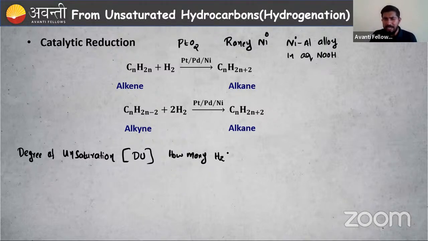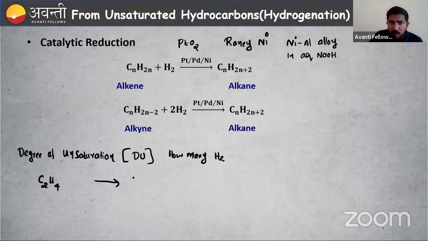Some clarity is missing, right? So let us take an example. Suppose I have C2H4, that is an alkene, unsaturated. I want to convert it into the C2 alkane, ethane. So what is the formula? CnH2n plus 2. That is C2H6. For this conversion, how many H2 do I have to add? I have to add one H2. So in the case of this alkene, DU is 1.